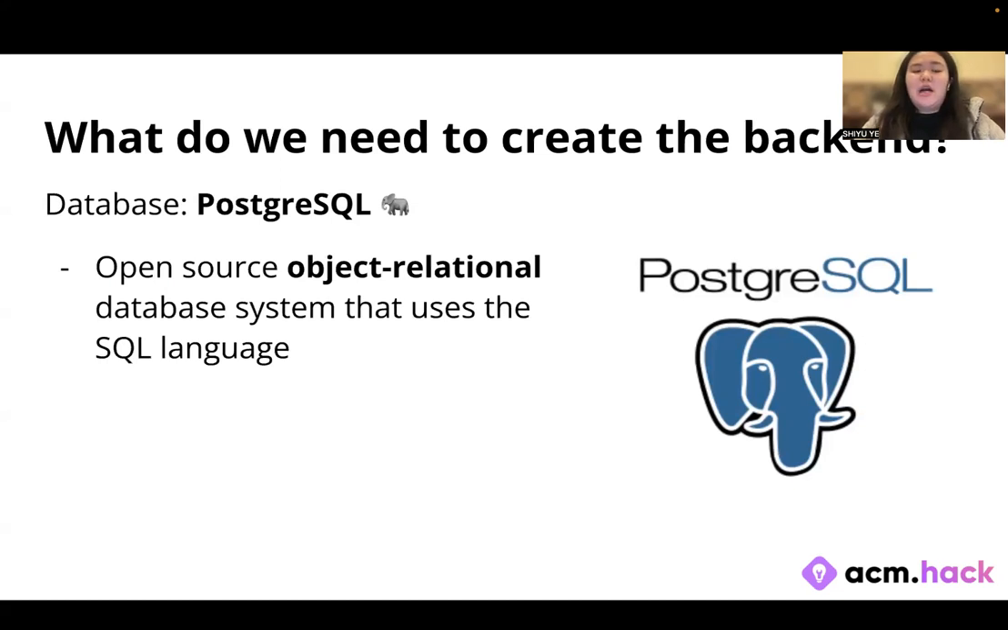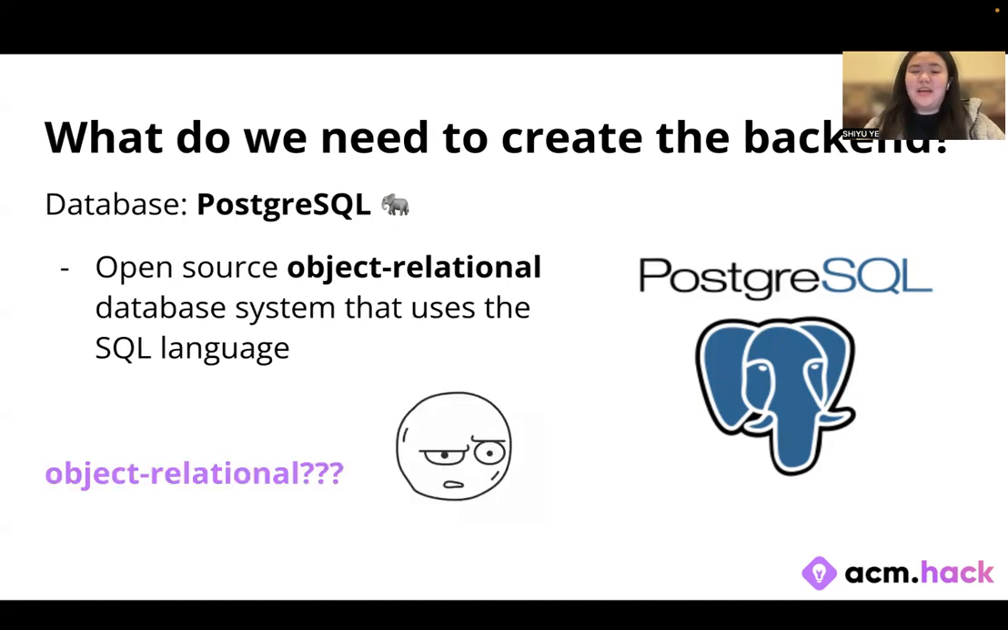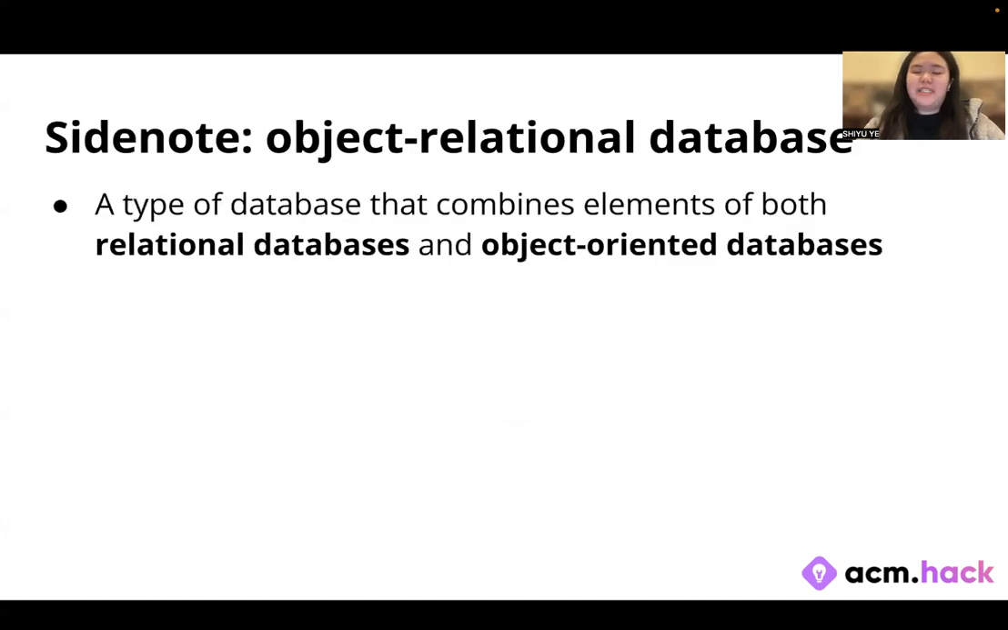As for the back end, for database, we will be using something called PostgreSQL, which has this very cute elephant logo. What PostgreSQL is, is an open source object relational database system that uses the SQL language. That just does not make sense. I know, I understand. That did not make any sense to me at all when I first read this. So what is object relational?